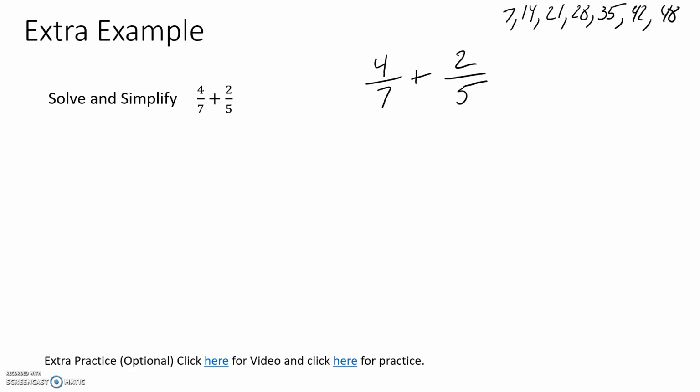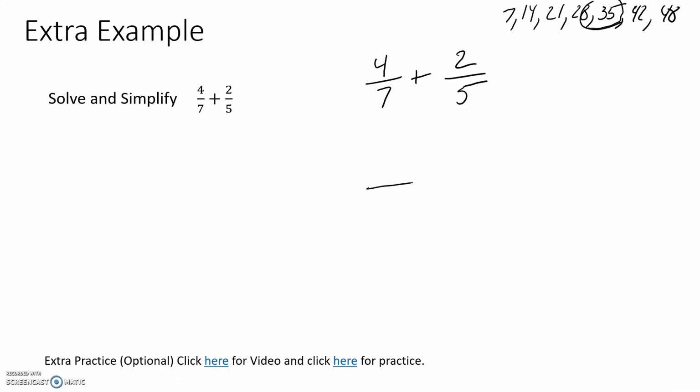Now, these are my multiples of 7. Does 5 share any of those multiples in common? Does 5 have any common multiples with 7? The answer is yes. And the least common multiple between 5 and 7 is 35. All right, so that's going to be my denominator.